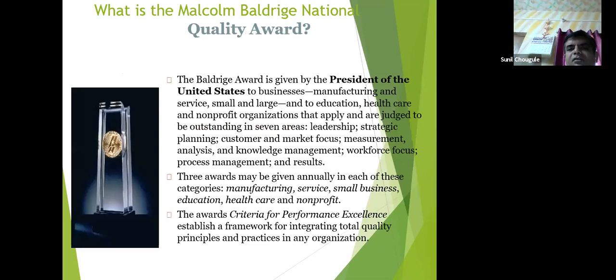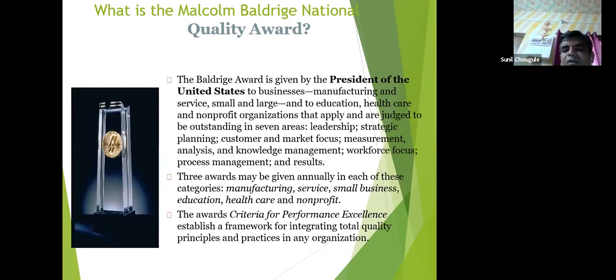By his name, the Quality Award is given by the President of the US to businesses, manufacturing and service, small and large, and to education, healthcare and non-profit organizations that apply and are judged to be outstanding in 7 areas. Which are those 7 areas? Leadership, strategic planning, customer and market focus, measurement analysis and knowledge management, workforce focus, process management, and results. These are the 7 criteria based on which the Malcolm Baldrige Award is given.